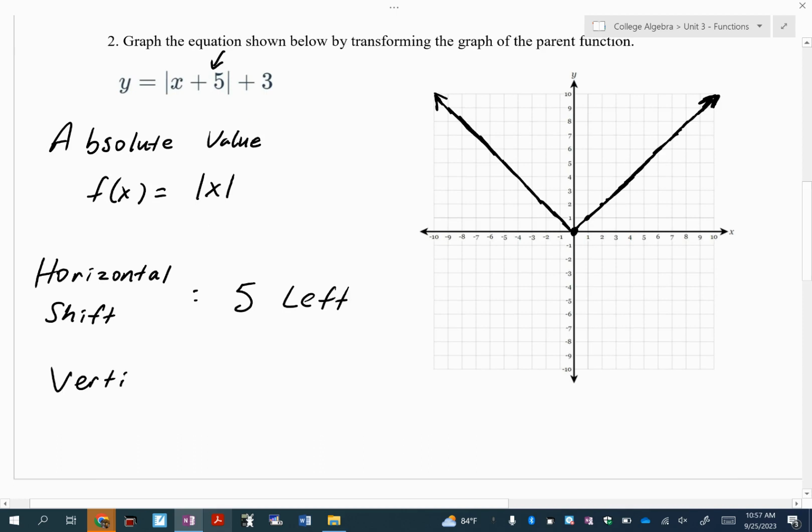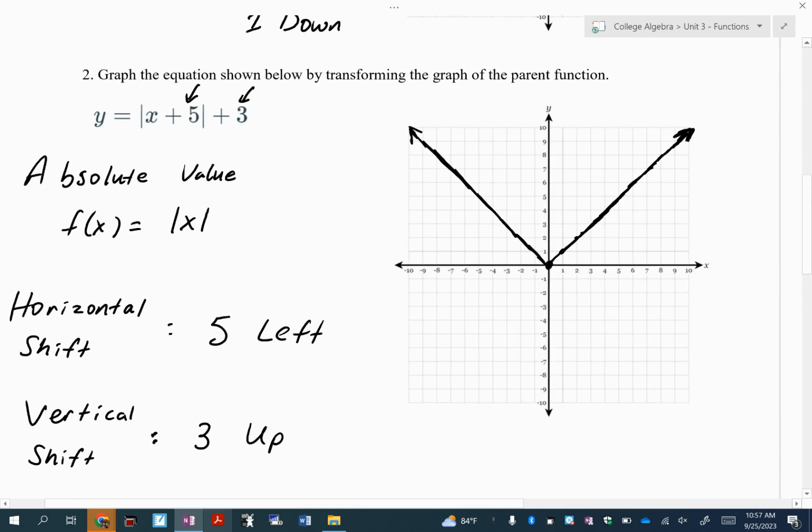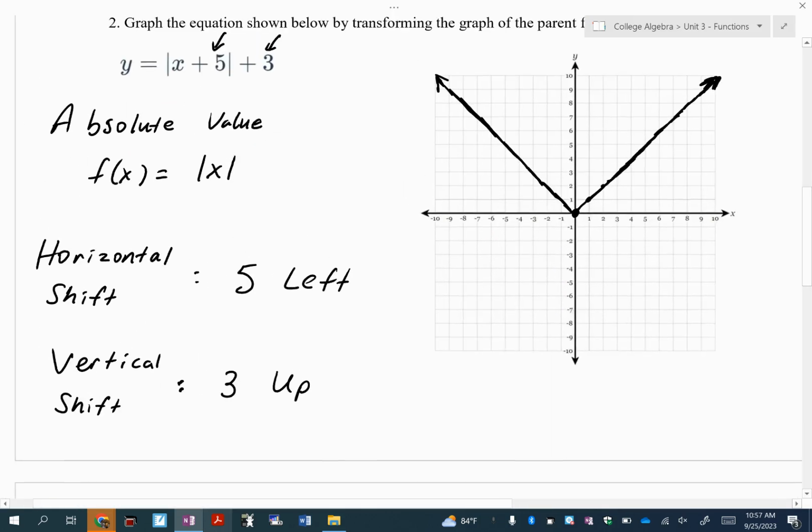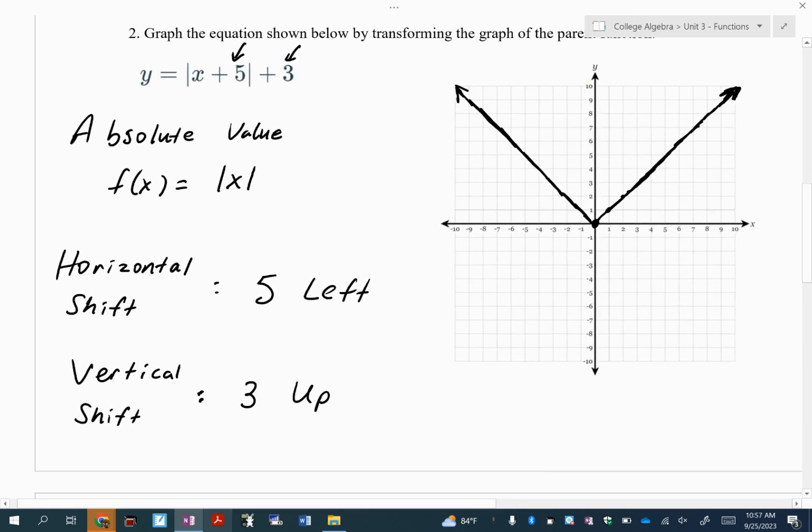And then the vertical shift, this is going to be outside. In this case, outside our absolute value, I see +3. So when I think moving positively in a vertical direction, that would be 3 units up. All right, so now I'm going to move this v 5 units to the left and 3 units up. And then make my v.